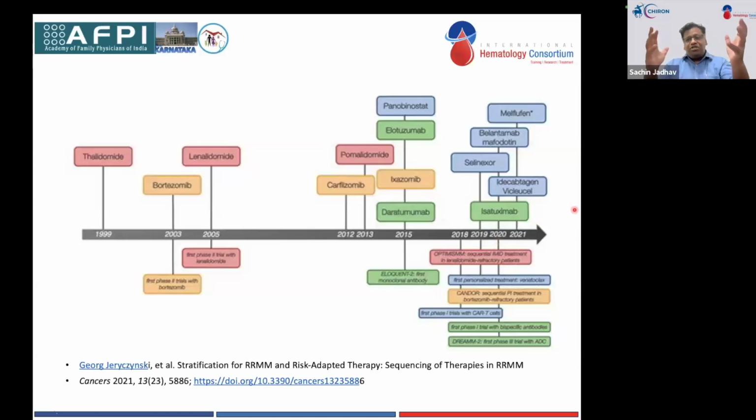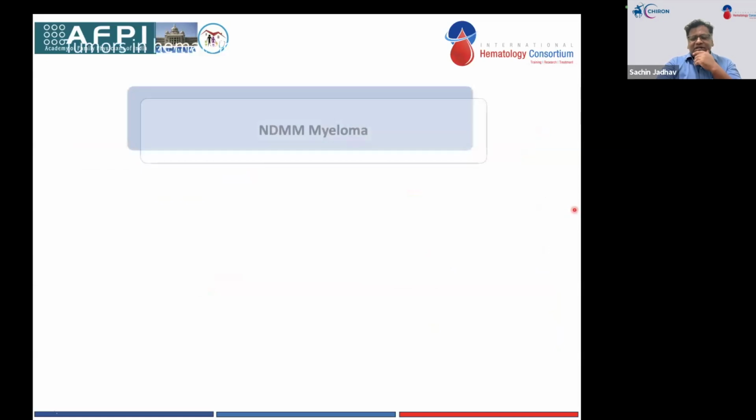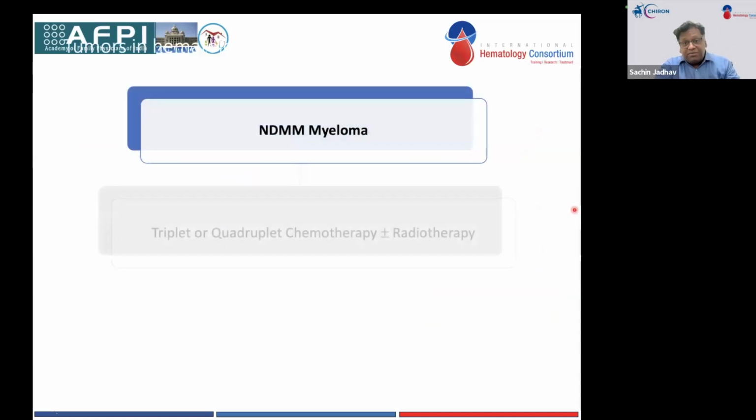Just look at this diagram. So many new therapies have been discovered, right? And how do we select them? NDMM means newly diagnosed multiple myeloma.